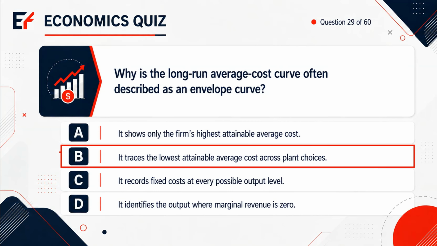Option A is incorrect because the curve shows the lowest attainable average cost, not the highest. Option C is incorrect because fixed costs are not fixed in the long run when the firm can change plant size. Option D is incorrect because marginal revenue is unrelated to why the long-run average cost curve is called an envelope.